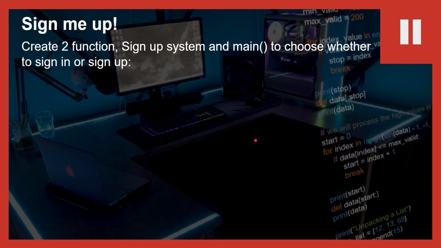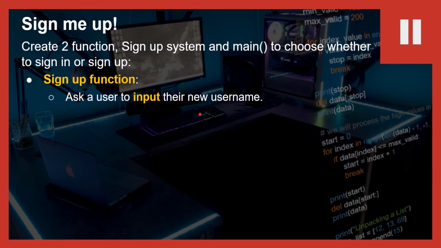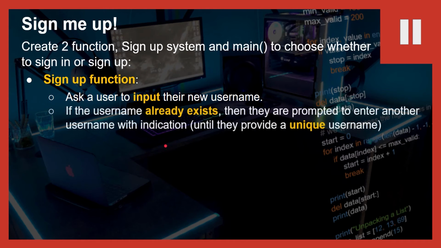Okay, so now this is going to be your challenge to sign me up. Create two functions, sign up system and the main, to choose whether to sign in or sign up. This is for the main, of course. So first of all, let's talk about the sign up function. You'll need to ask the user to input their new username. If the username already exists, then they are prompted to enter another username with indication, meaning that you'll need to tell them, yo, you need a new username, and you need to keep doing this until they provide a unique username. So I can think of a good way of doing this, until they provide a good username.